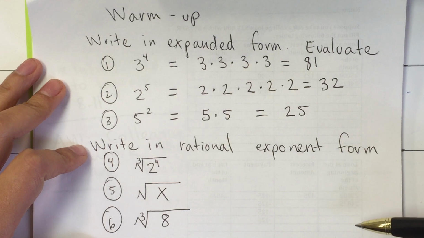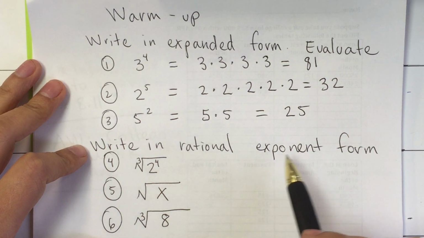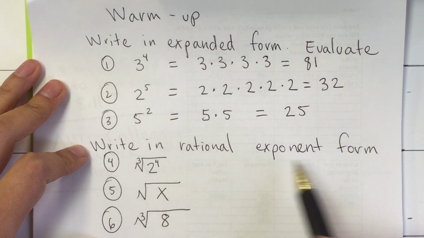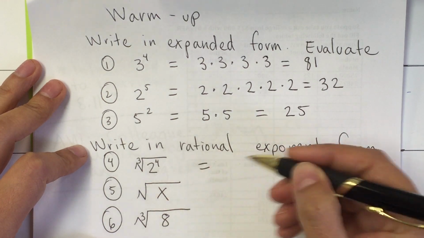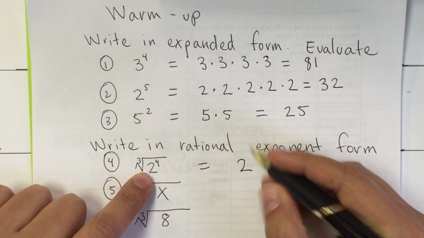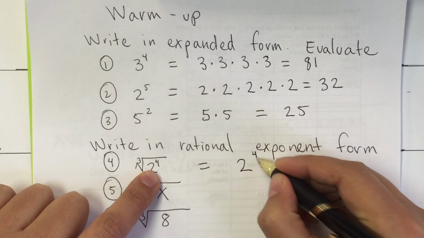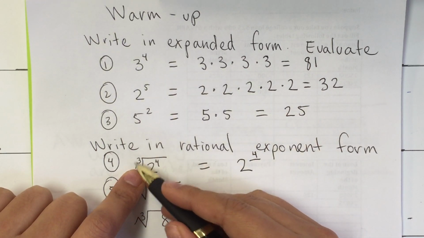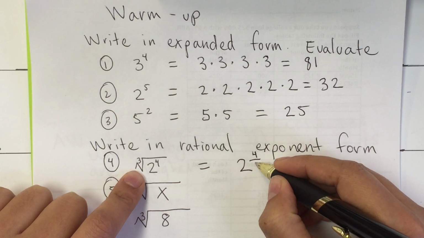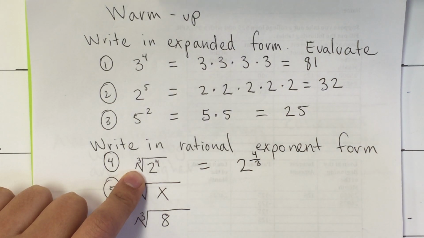For the second section, they're asking to write it with a rational exponent. So if we recall, you keep the same base. This exponent becomes the numerator, and the index becomes the denominator. So that's all you have to do for this one.